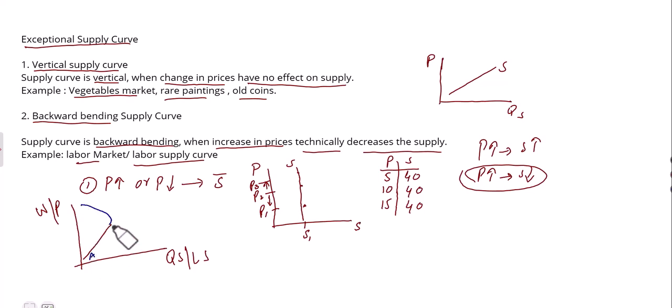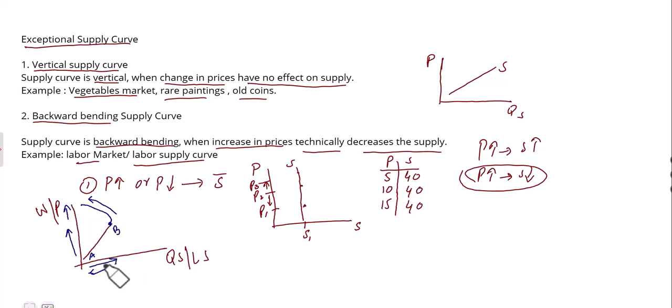So from point A to point B, the labor supply curve has a positive slope, and after point B, the labor supply curve is backward bending. From point A to B, wages are increasing and labor supply is also increasing. But after B, when wages increase, the supply of labor decreases. As you can see, the labor supply curve is technically a negative slope here. When price is increasing, labor supply is decreasing.